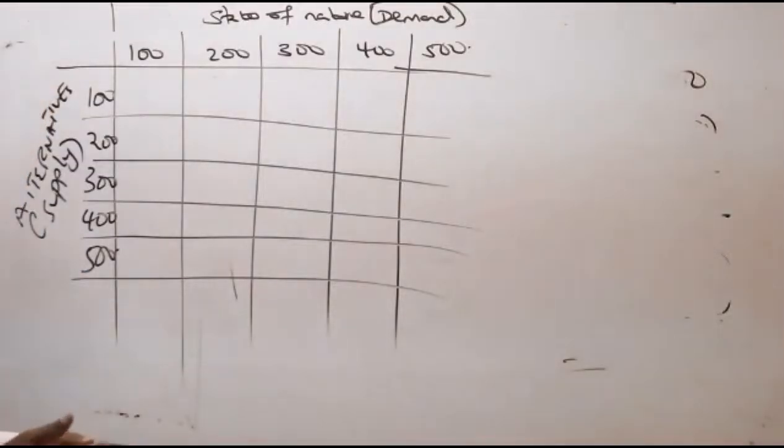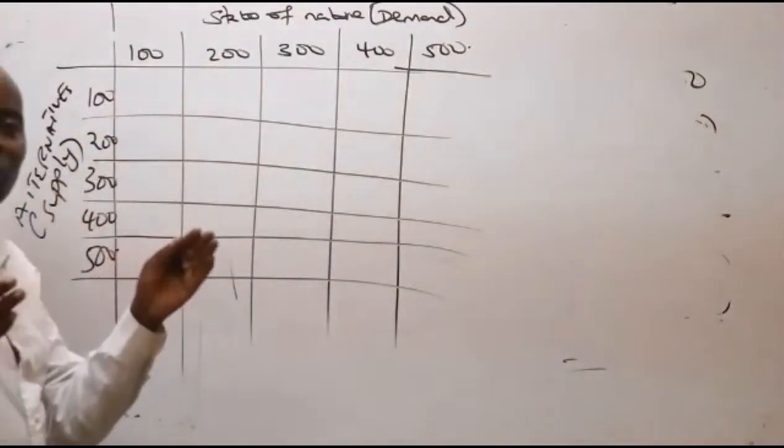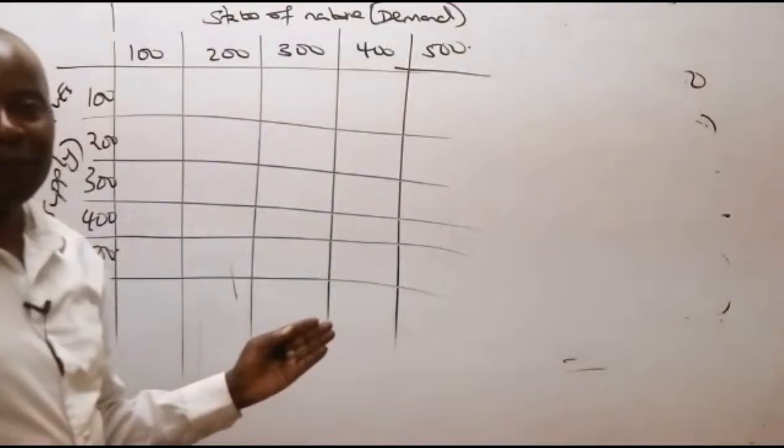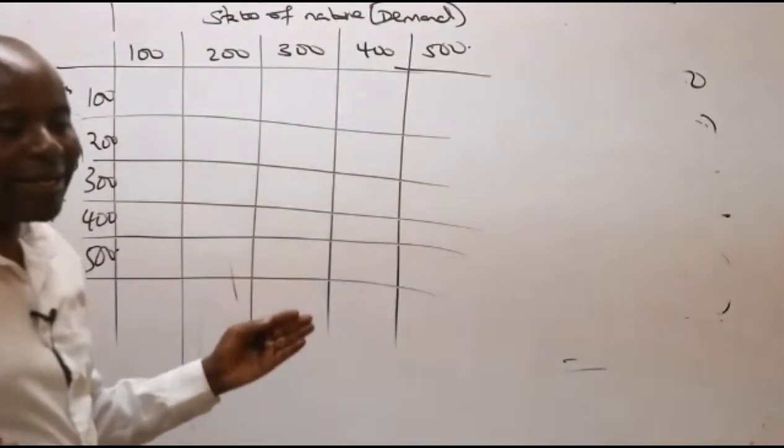That's what we have taken to the market. And then how many of them have been demanded? The demand is 100. That is what we call perfect match. So for perfect match, we shall end up selling 100 crates.